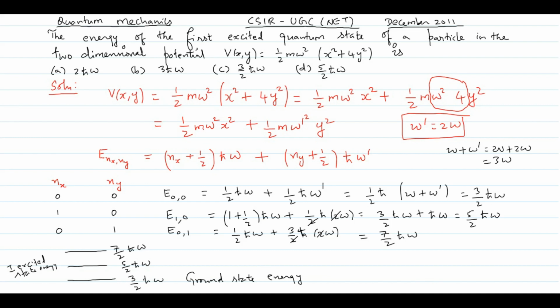So what is asked in this problem? The energy of the first excited quantum state of a particle, which is nothing but 5 by 2 h cross omega. So the answer for this problem is D.